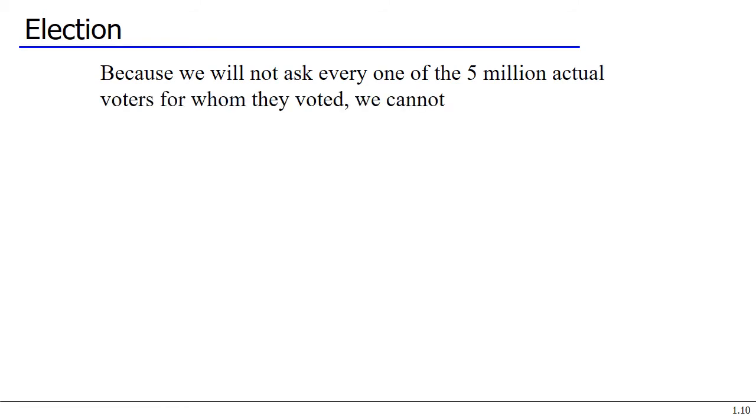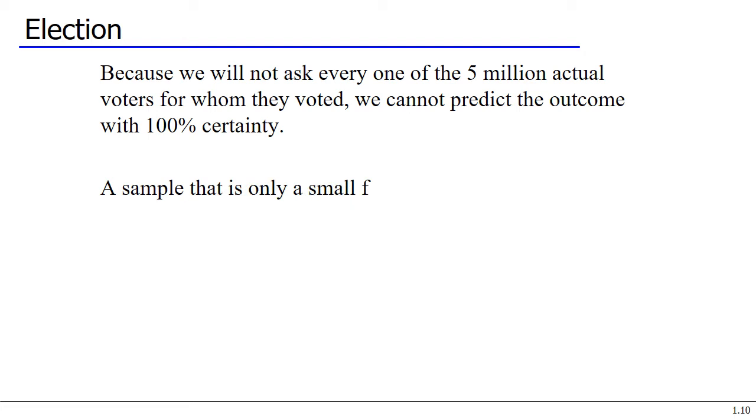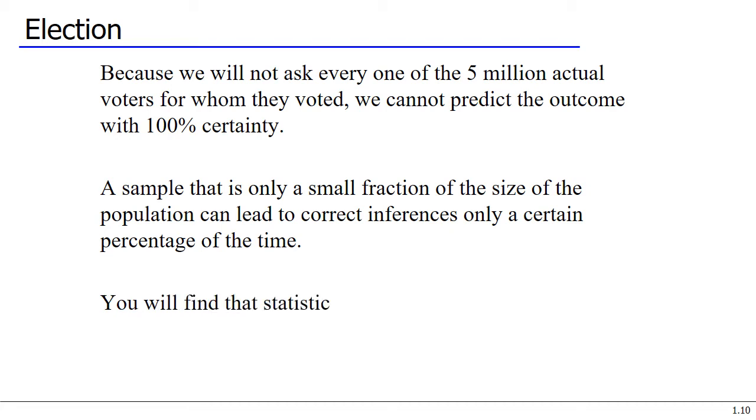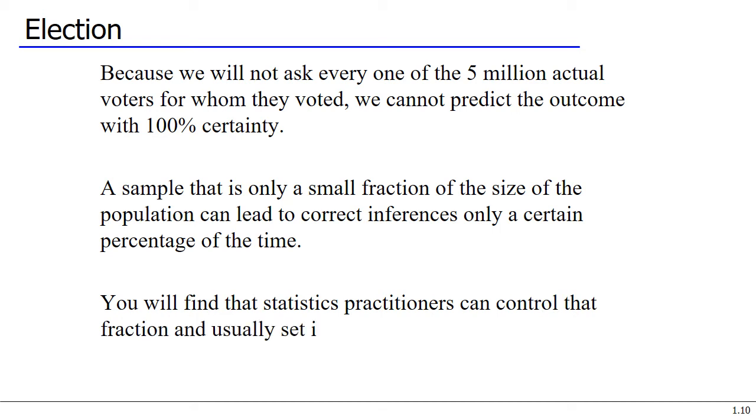Because we will not ask every one of the 5 million actual voters for whom they voted, we cannot predict the outcome with 100% certainty. A sample that is only a small fraction of the size of the population can lead to correct inferences only a certain percentage of the time. You'll find that statistics practitioners can control that fraction and usually set it between 90% and 99%.